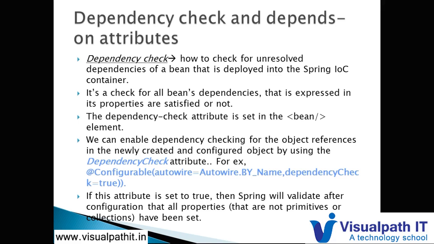So the dependency check attribute is set in the particular bean element. How can we do this? dependency check is equal to true. Where we are doing that is at the configurable annotation, autowire is equal to autowire.byName, dependency check is equal to true. So if this dependency check attribute is set to true, then Spring will validate that configuration for all the properties that are not primitives or collections, and it sets those properties.